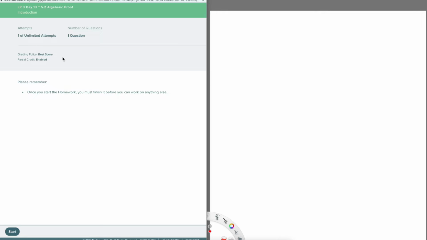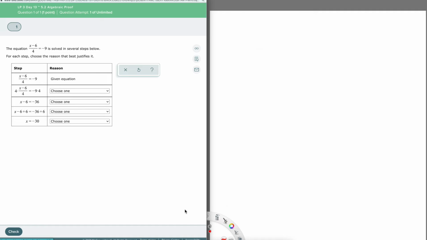With this one, you either answer the one question or you don't. You don't get partial credit within the one question. Once you start your homework, make sure that you finish it before you can start anything else. What that means is when I click start, there's a submit assignment button down here on the bottom. I need to make sure that I click that submit assignment button when I'm ready to leave the screen, whether or not I've started this.